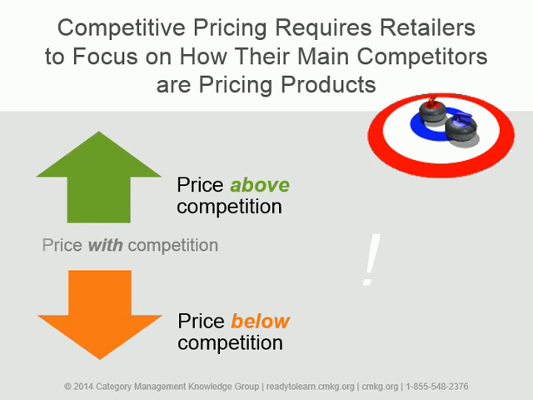In competition-oriented pricing, the retailer needs to look at how their main competition is pricing their products, and then set their prices accordingly. There are several things that retailers need to consider when developing a competitive pricing strategy, including pricing zones, pricing rules, and key value items. Let's review each of these in more detail.